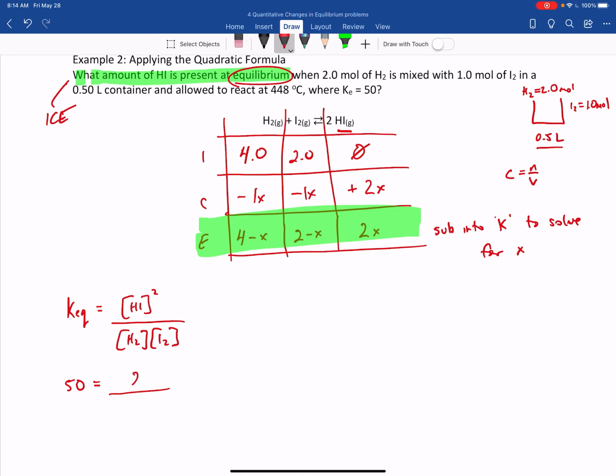I just plugged in the wrong number here. We have 2x squared. There we go. Times 4 minus x times 2 minus x. So understand where those values come from in this scenario.